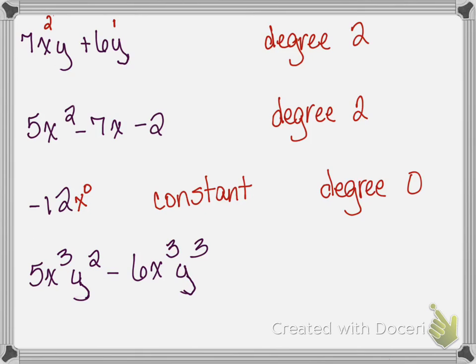Now for our last one, we have 5x to the third y squared minus 6x to the third y to the third. I'm going to look at this and I'm going to look at this. What is the degree of 5x to the third y squared? Good. What's the degree of 6x to the third y to the third? 6. What's the degree of this binomial? 6. Good. Good, good. Okay, so that's determining the degree.